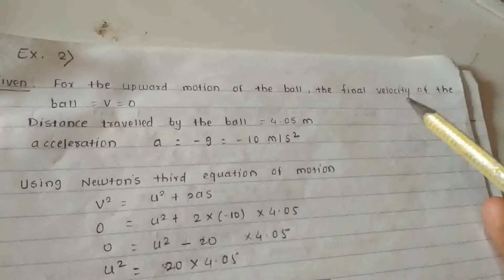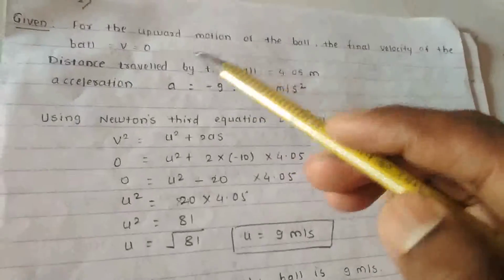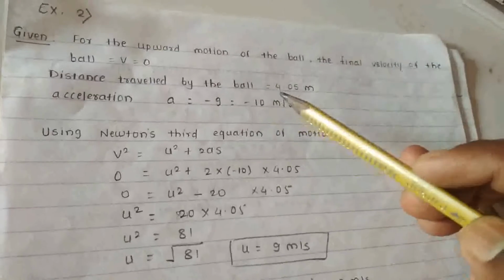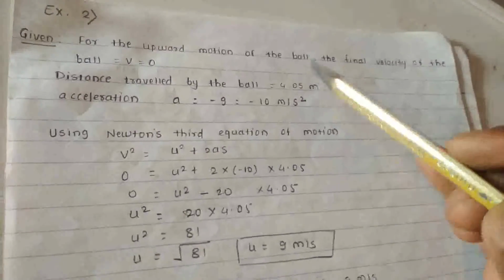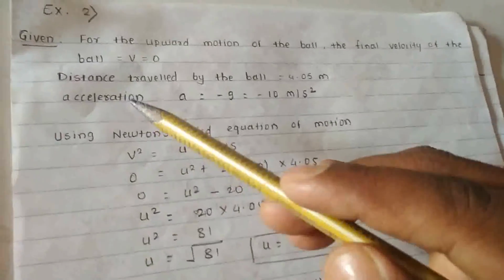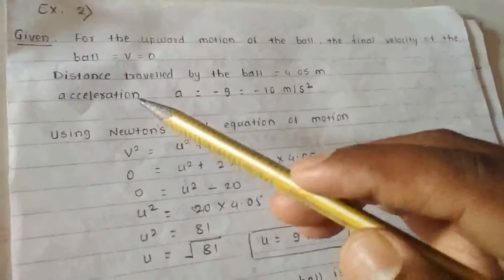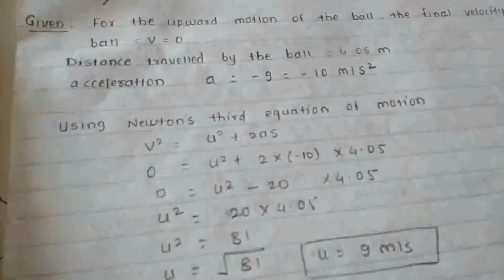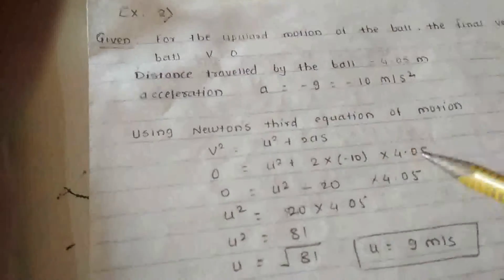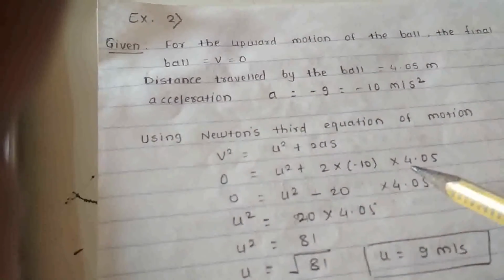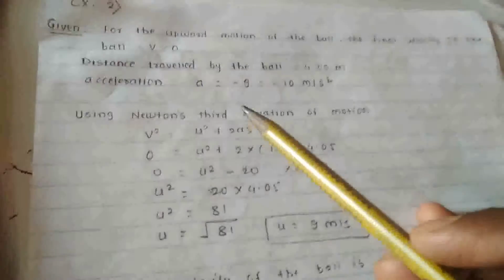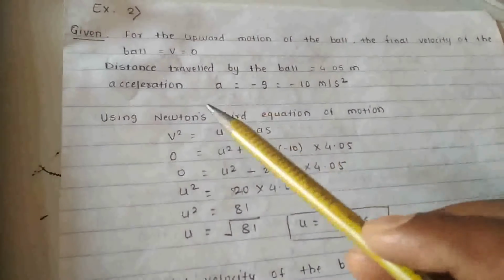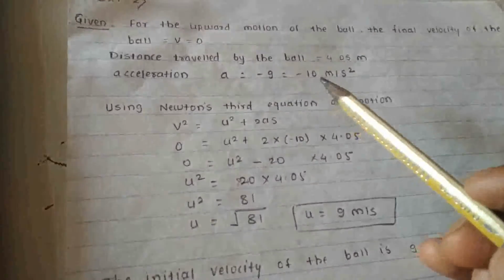So in this second example, the given is, for the upward motion of the ball, the final velocity of the ball is 0. Distance traveled by the ball is equal to 4.05 meter. And we have studied in free fall that in the upward motion the acceleration is negative. Why? Because the object is thrown upwards. Therefore distance traveled by the ball is 4.05, acceleration a is equal to minus g, that is minus 10 meter per second square.